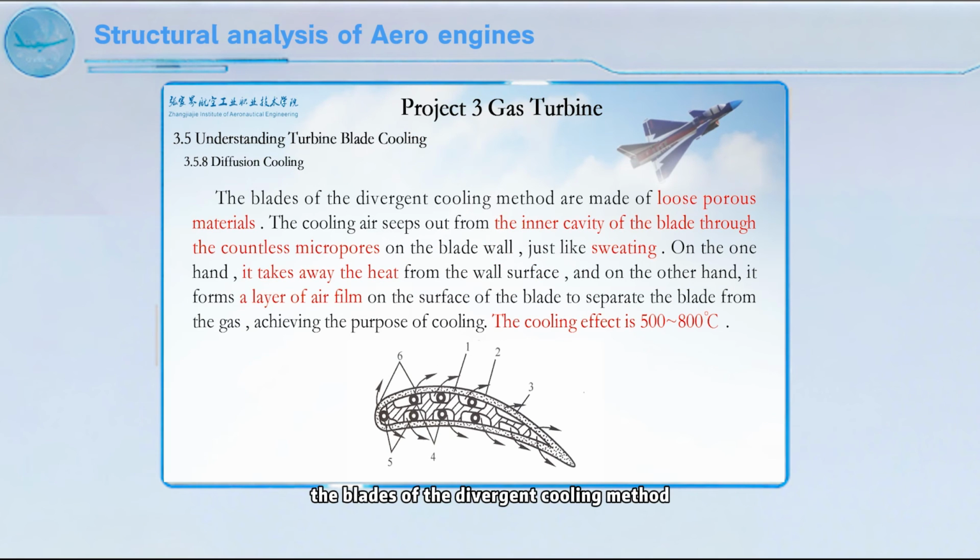The blades of the divergent cooling method are made of loose, porous materials. The cooling air seeps out from the inner cavity of the blade through the countless micropores on the blade wall, just like sweating. On the one hand, it takes away the heat from the wall surface, and on the other hand, it forms a layer of air film on the surface of the blade to separate the blade from the gas, achieving the purpose of cooling. The cooling effect is 500 to 800 degrees Celsius.